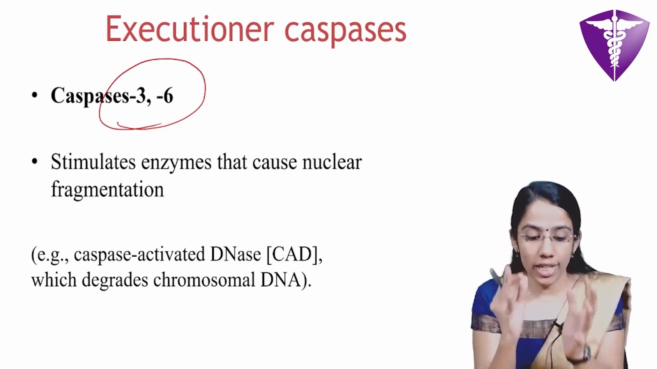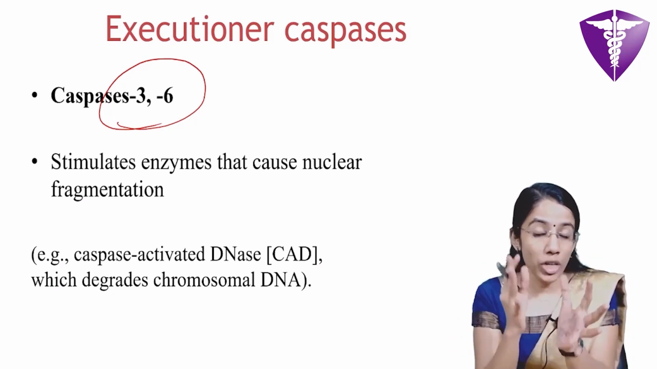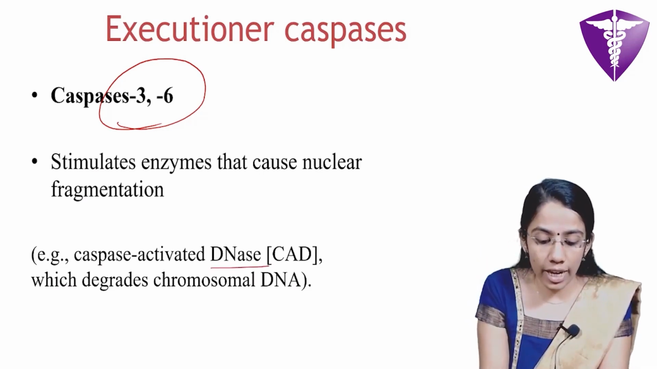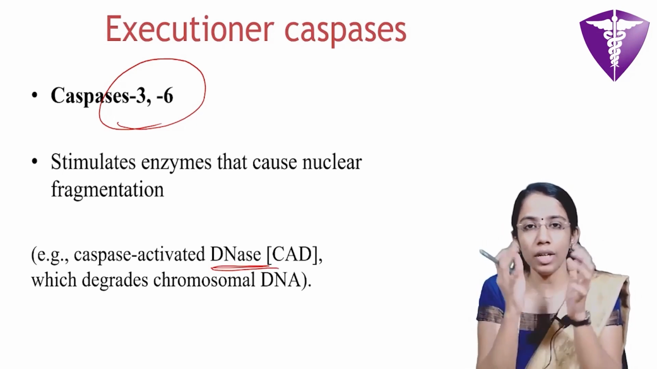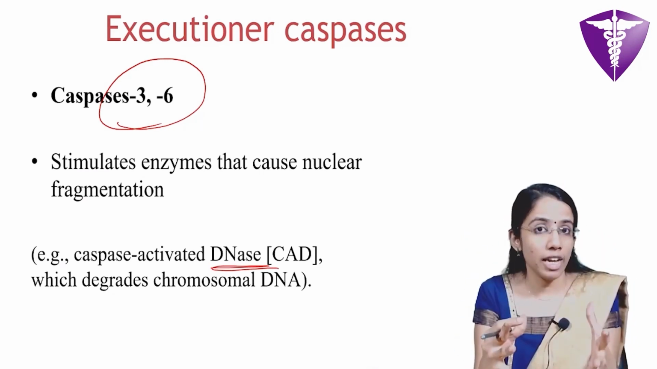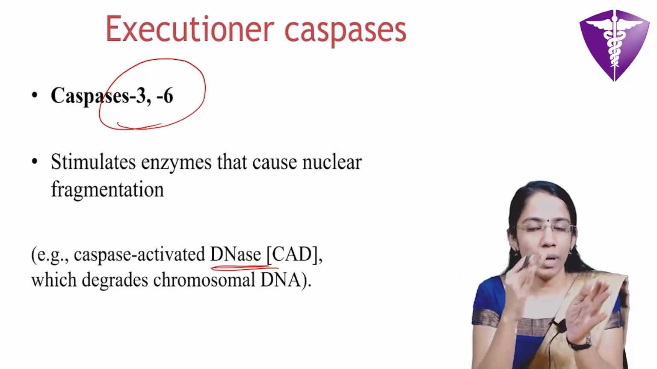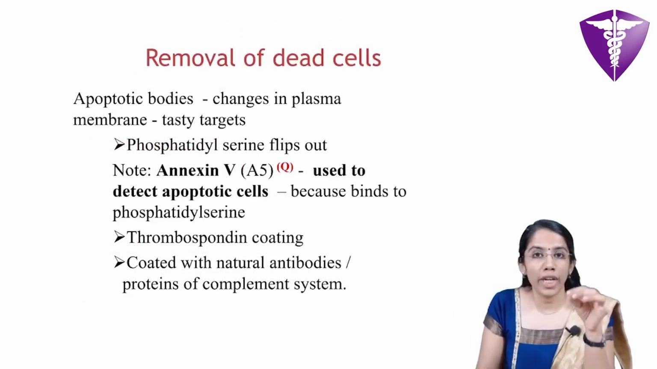So what is the function of executioner caspases? These stimulate other enzymes which cause nuclear fragmentation. Examples include DNase enzyme, which degrades chromatin DNA. So the main function of caspase 3 and caspase 6 is to stimulate enzymes that cause nuclear fragmentation. So that is what eventually happens by executioner caspases. After chromosomal nuclear DNA degradation, let's now see how these dead cells are removed.